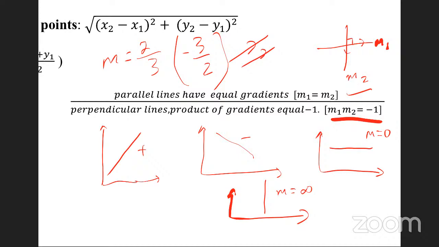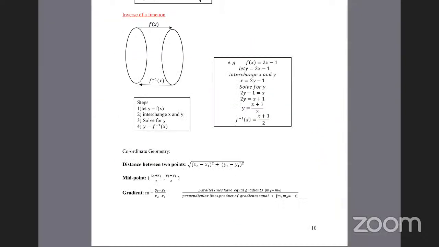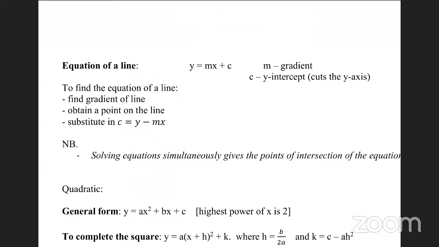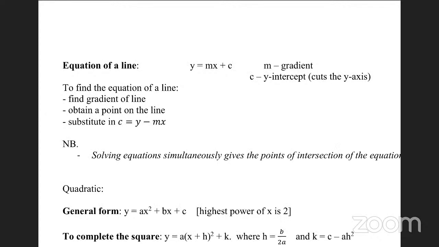Okay, next. The next thing we need to remember is how to find the equation of a line. What I did here for you is I gave you the equation of a line, and I also told you how to find the equation of the line. The equation of a line is y = mx + c. Every straight line looks like that.